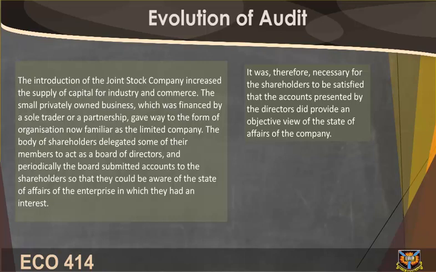The introduction of the joint stock company increased the supply of capital for industry and commerce. The small privately owned businesses, which were financed by a sole trader or a partnership, gave way to the form of organization now familiar as the limited company.